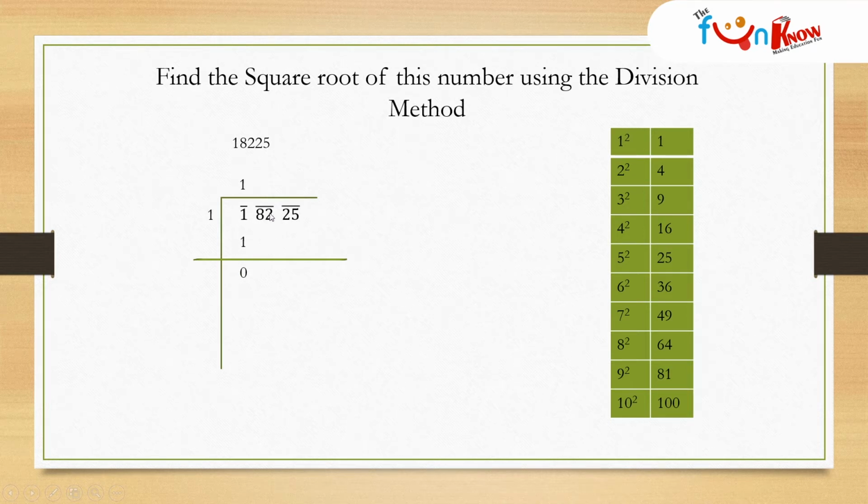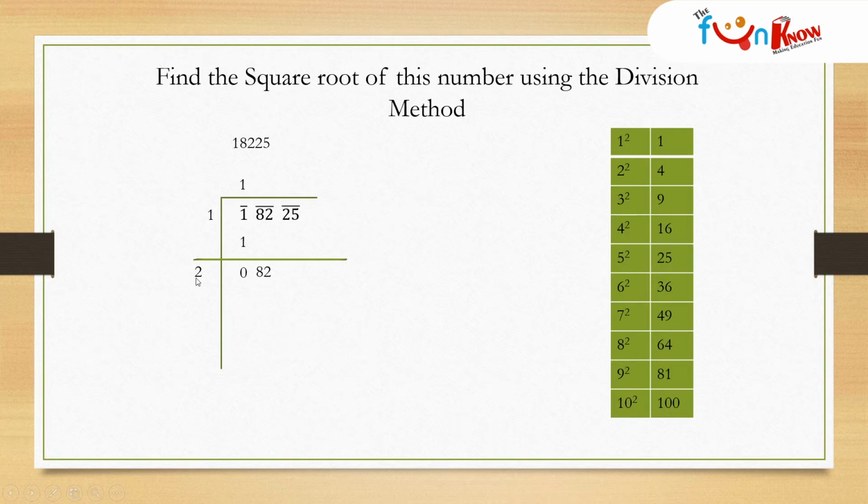So now students, if 1 minus 1 is 0, then we will take the next pair down, that is 82 will be coming down exactly over here. So now this is our new number, which is 82. Now we have to make sure what we will do with 82. Students, remember in division method, you have to add these two numbers, that is 1 plus 1. What is 1 plus 1? 2, right? So here there will be a 2.